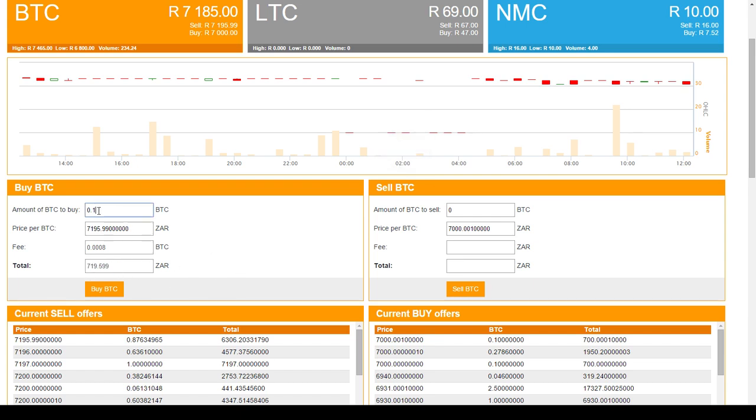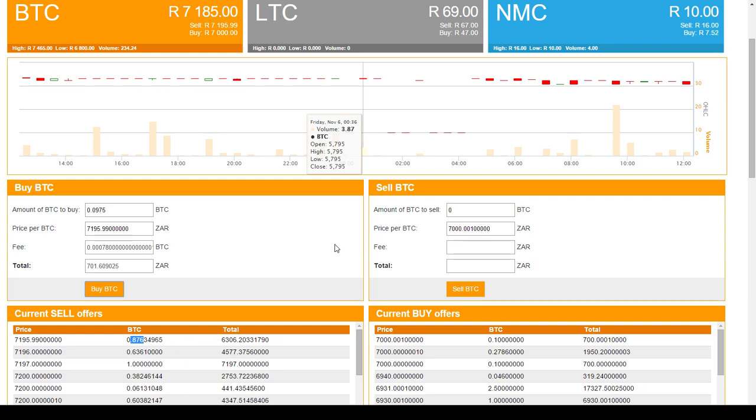0.1 would be 719 Rands worth. So remember, I said I wanted to buy 700 Rands worth. Let's try 0.095. And as you can see, as I'm changing this total, so the price is changing. So 0.098 might get me closer to 700 Rand, or 0.097 or 0.0975, and as you can see, that's how you buy it. You can place that order, and because those Bitcoins are available, you will get them immediately.